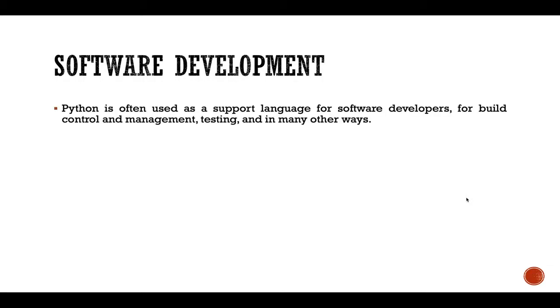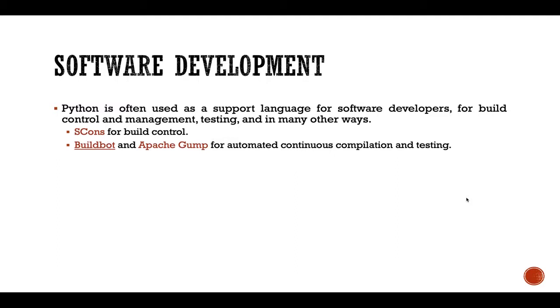Next application area is software development. Python supports the language for software developers to build any tier of systems. Then there is SCons for build control. There are Buildbot and Apache Gump for autonomous and continuous compilation and testing. So Python supports development of software as well. There are tools for bug tracking and project management, which are Roundup and Trac.